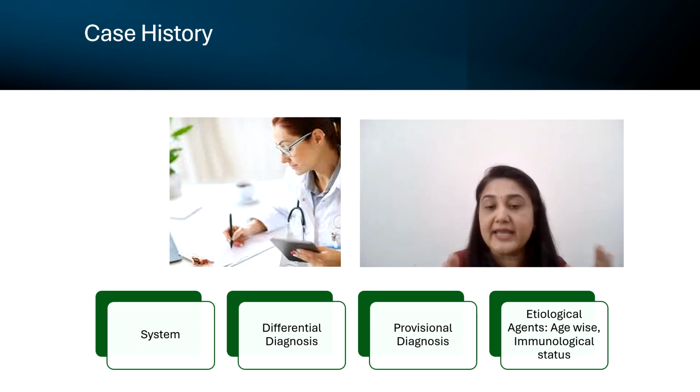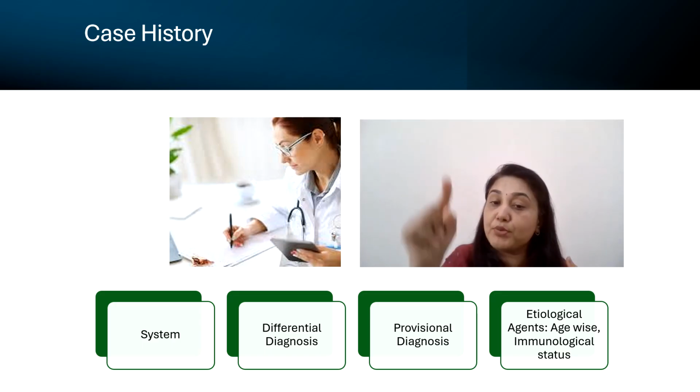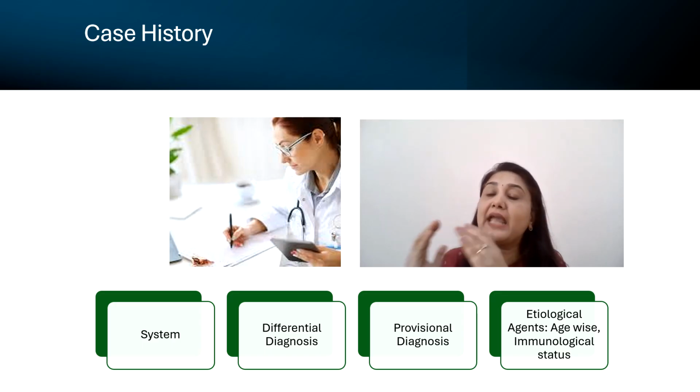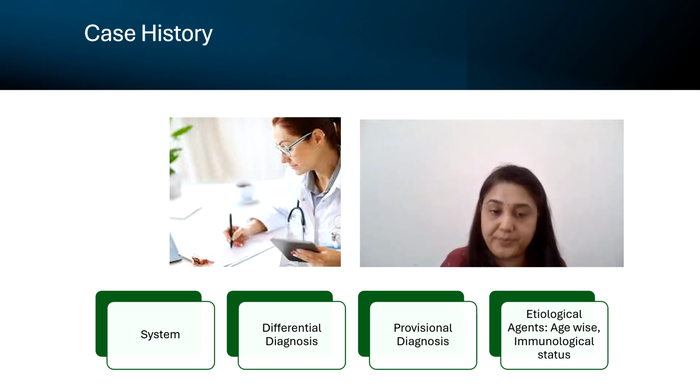We'll revise once again: first of all, which system is affected, then put a differential diagnosis, not a spot diagnosis. You have to think that something else other than this also comes into the picture. Then your provisional diagnosis.